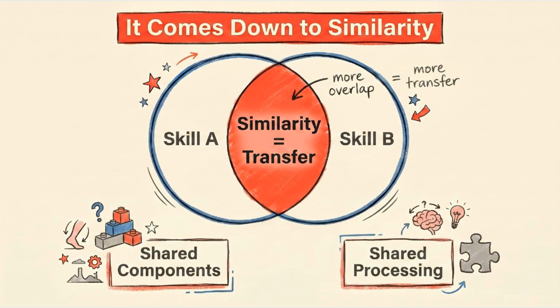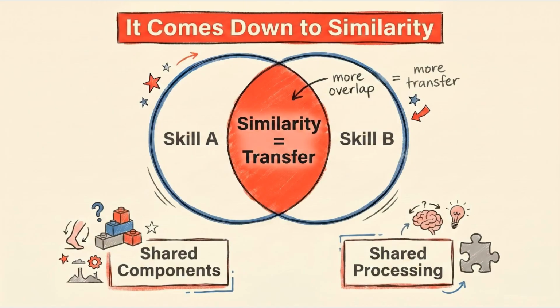Picture the figure from your text. 2 overlapping circles, skill A and skill B. The more they overlap, the more transfer you get. Pull them apart, and transfer shrinks towards 0. Where the 2 theories part ways is on which kind of similarity matters most, what exactly those overlapping regions are made of. The first theory says it's about similar components, the actual concrete parts, the movements you make and the setting you make them in. The second says it's about similar processing, the kind of thinking and information handling the skill demands of your brain.